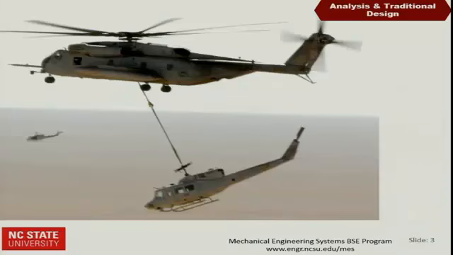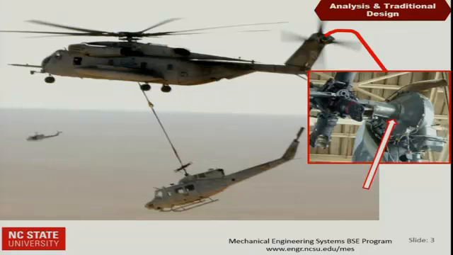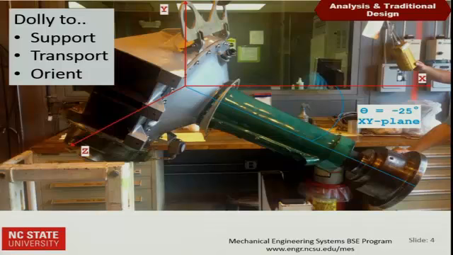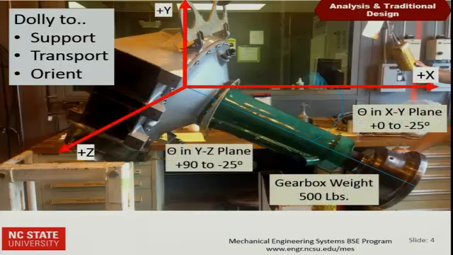I want to introduce right now a case study that I'm going to use several times through this explanation. So in the picture, you see the Marine Corps CH-53 heavy lift helicopter. In the back is a tail rotor, and inside of there is a tail rotor gearbox. So in one of our capstone design projects, the sponsor came to us and they said, okay, we have this gearbox. What we would like is for you to design a dolly to support it, to transport it, and to orient it. And they gave us some facts, like the gearbox is about 500 pounds, and different orientations that they wanted it to go. So for instance, in the orientation that you're looking straight on the page, it needed to go -25, and then all the way up to 90 degrees.